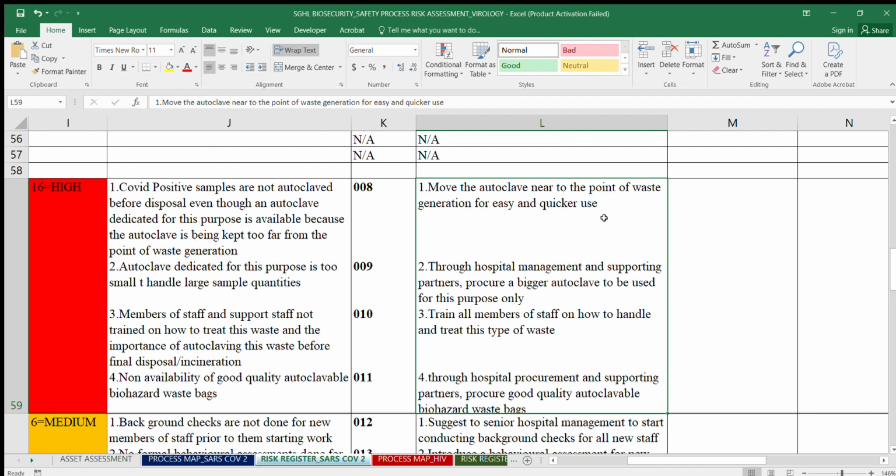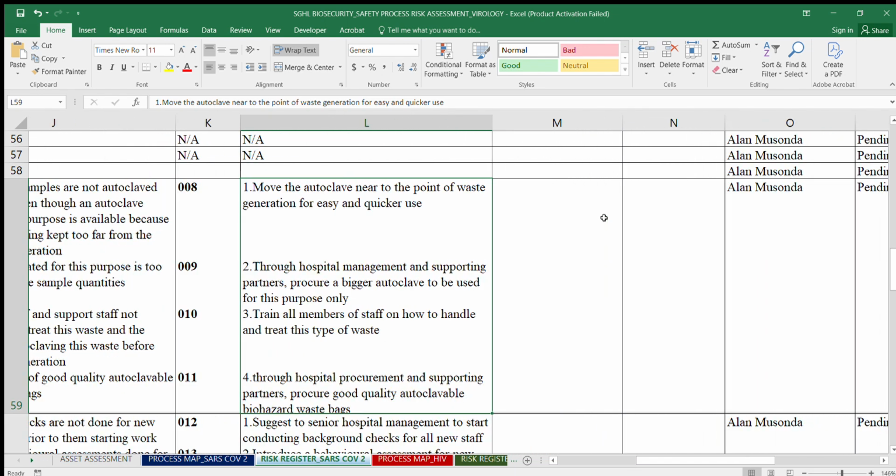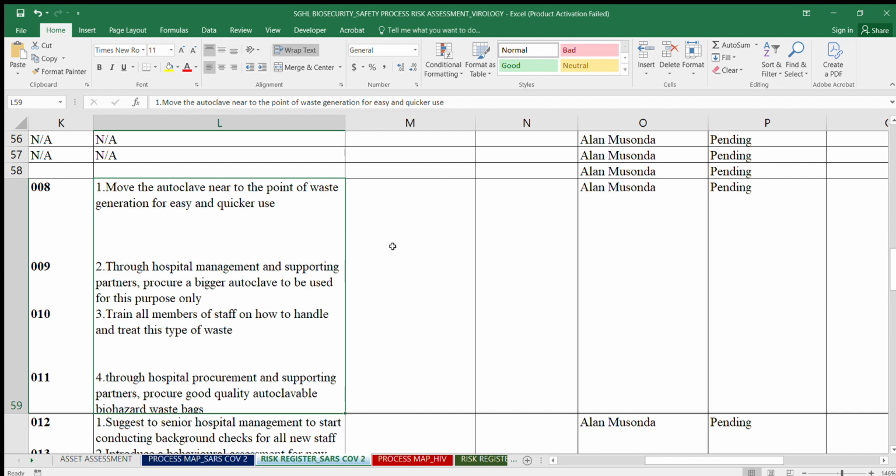Then for the third one, where there's a knowledge gap, what you need to do maybe is just to train all members of staff on how to handle and treat this type of waste. And then finally, for the last one, where you do not have the bags, maybe through hospital management and the supporting partners, you need to procure good quality autoclavable biohazard waste bags. So those are your proposed mitigations for each of your causes.